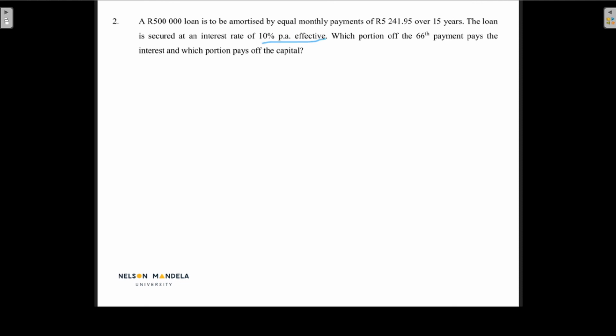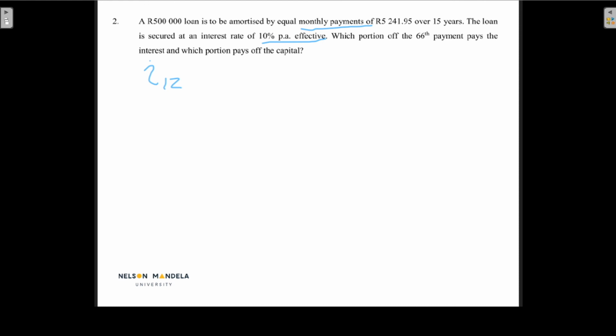So the compounding period is per annum, and the payments are monthly payments. You will first have to find the equivalent effective monthly interest rate, so you will have to find i12. We have done many examples similar to that, so I will leave it to you to find the equivalent effective interest rate. And if you have that, you can find your outstanding balance.